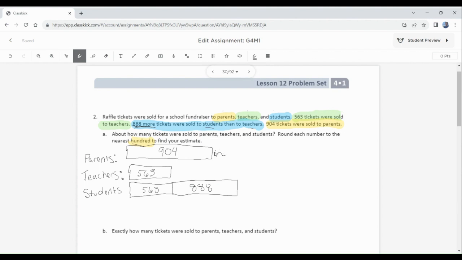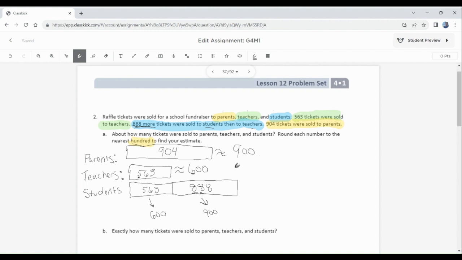So for parents, we have 904, which would round to 900. Over here, we have 563. So if I were to round that to the nearest 100, 5 is in the hundreds place. This 6 in the tens would bump up this 5 to make 600. And now I need to round both of these numbers. So 563, we already discovered, would round up to 600. And 888, 8 in the hundreds place, 8 in the tens, would tell me to bump up the 8 in the hundreds. So this would be about 900.